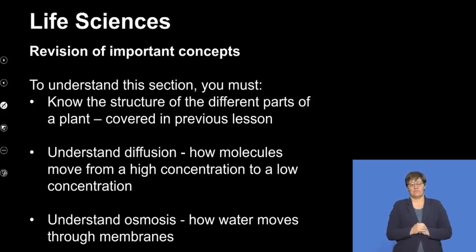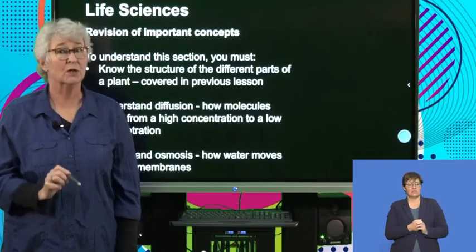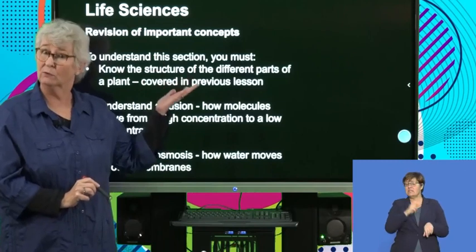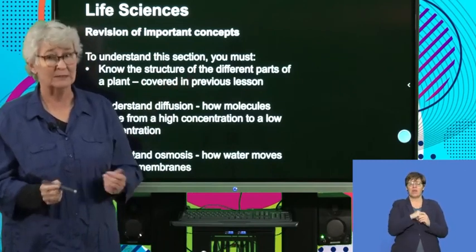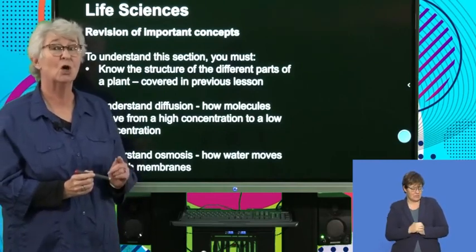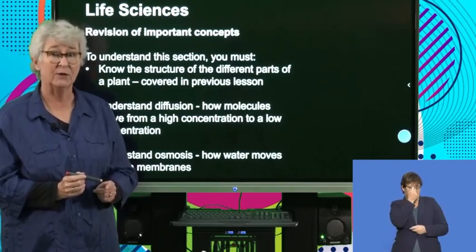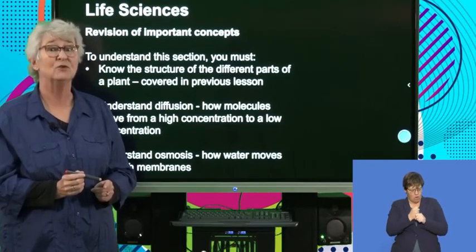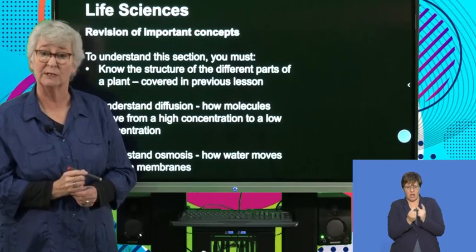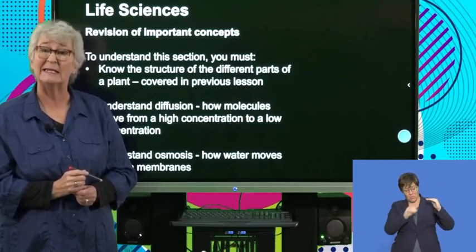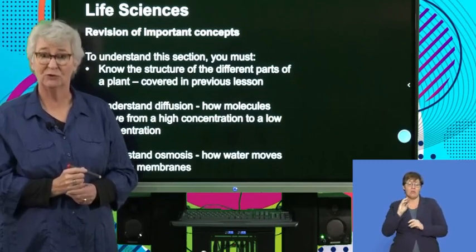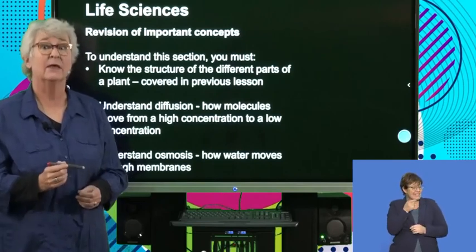To be able to understand this section, you need to know certain concepts from the previous lesson. For example, you need to know what all the different parts of the plant look like and what types of tissues are found in them. You also need to know two very important concepts that you should have done earlier in the year, which is diffusion, which is how substances move from a high concentration to a low concentration, and the other one is osmosis, which is how water moves through membranes. To make sure you understand this, I'm briefly going to revise those two concepts.